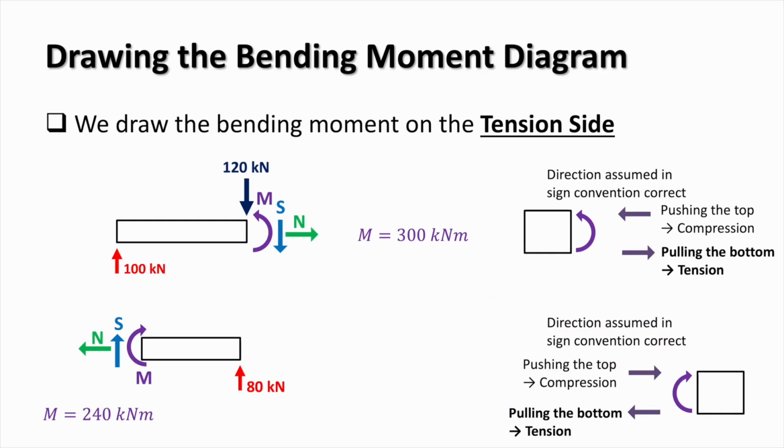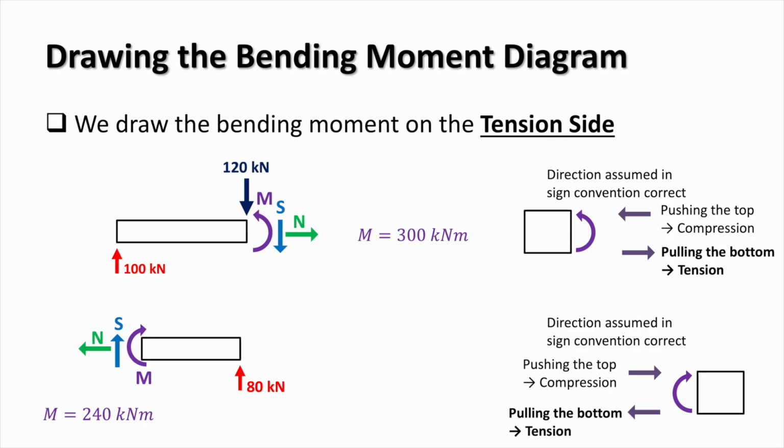Let's just make sure that we completely understand how to draw the bending moment diagram correctly and identify the tension side using the diagram on the right. A key rule is that we draw the bending moment on the tension side of the beam. To determine which side is in tension, we look at the direction of the bending moment at the cut, as shown in the diagrams. The assumed direction of the moment tells us how the beam is trying to deform locally.